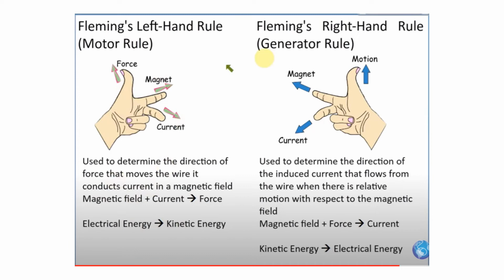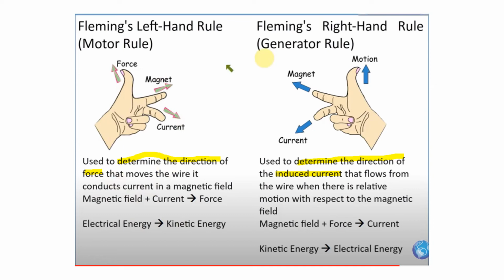Fleming left hand rule, we use to determine the direction of the force that moves the wire conducting current in a magnetic field. Fleming right hand rule is used to determine the direction of induced current that flows in the wire when there is relative motion with respect to the magnetic field.